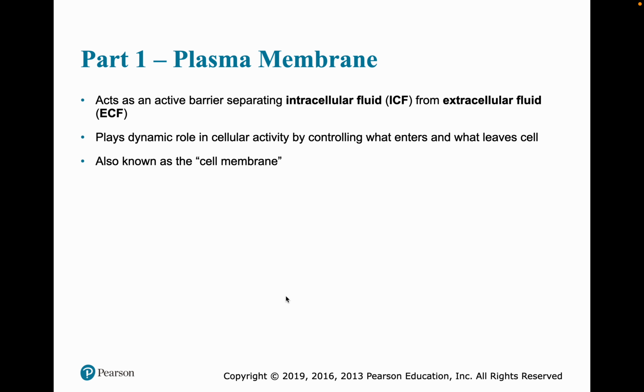So let's start with the plasma membrane. The plasma membrane is an active barrier that separates the intracellular fluid, which you can think of as cytoplasm, from the extracellular fluid, the interstitial fluid we just mentioned. It has a very dynamic role in controlling cell activity because it ultimately determines what goes in or leaves the cell. It is a selectively permeable membrane. It is sometimes referred to as the cell membrane. In fact, it's often referred to as a cell membrane, but you should be careful using that term because any membrane of a cell is technically a cell membrane.